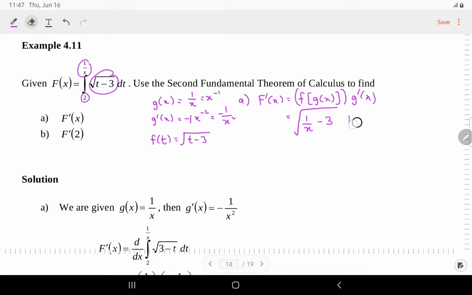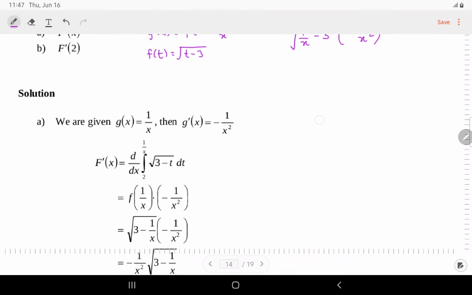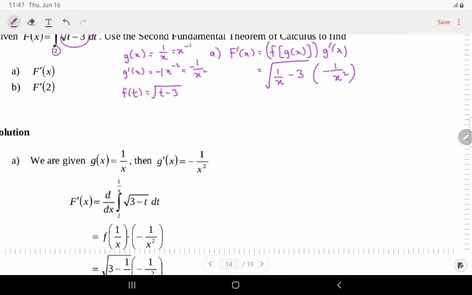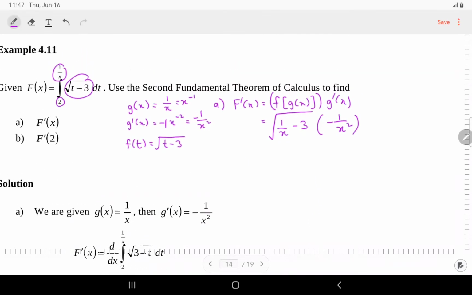So here, negative 1 over x to the power of 2. Okay, so we write the answer like this, and the negative we bring to the front. So negative 1 over x square, times 1 over x minus 3. So this is the answer for question A.